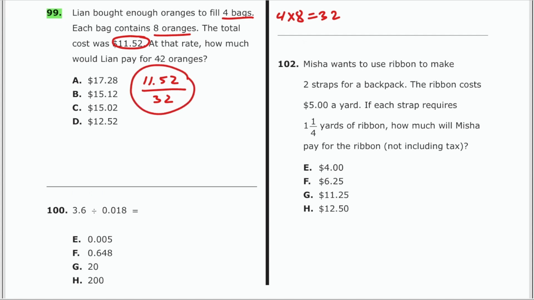We now need to find out how much he would pay for 42 oranges. So now we just have to multiply this by 42. So let's multiply this by 42 over 1 right away. Now, if I can simplify things, I would, and I can. So if I divide this by 2, I get 16. If I divide this by 2, I get 21. So I didn't simplify it a lot, but at least somewhat, which will help me down the road. So I have 11.52, divide this by 16, multiply by 21 over 1.